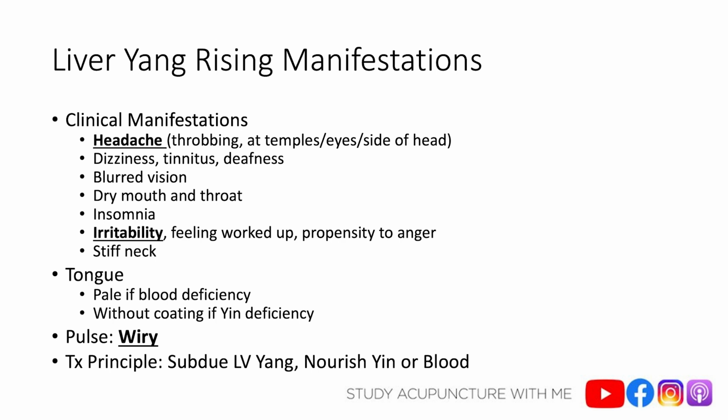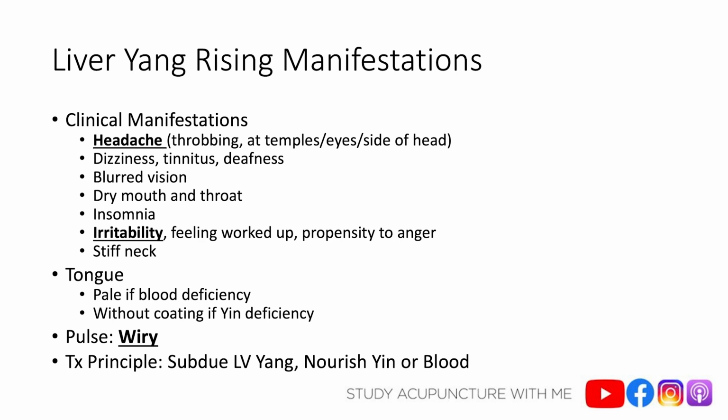And with liver yang rising, it's yang that's rising up. So where's that yang going to go? It's going to go up to the head. So with liver yang rising, you're going to see key manifestations of headache, irritability, and a wiry pulse. And when you look at all the other manifestations here, you're going to see that there's a background of deficiency. Either there's going to be kidney yin deficiency or liver yin deficiency or liver blood deficiency. And depending on what the background is, the manifestations are going to change with your patient.